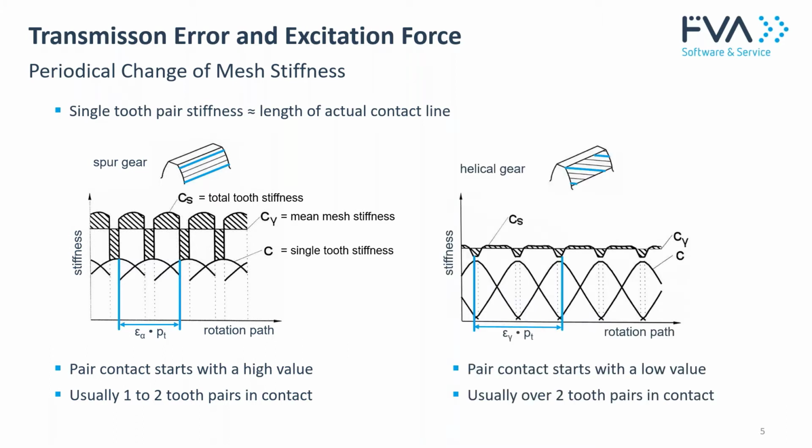At the helical gears, it is significantly better for lower excitations, because here we usually have two or more tooth pairs in contact. The mesh starts and ends with short contact lines, so the stiffness changes are much smoother than at spur gears.